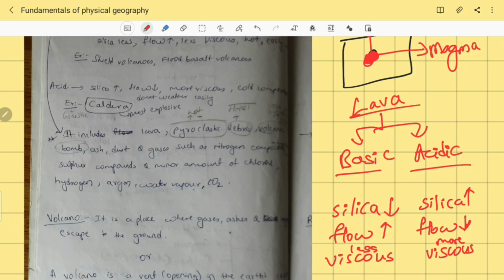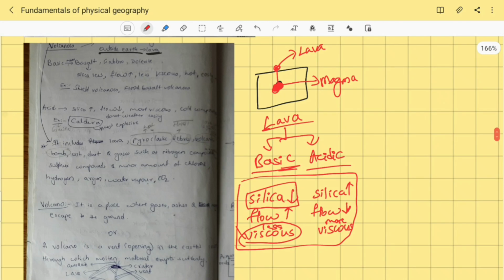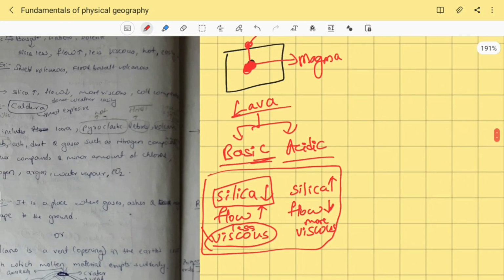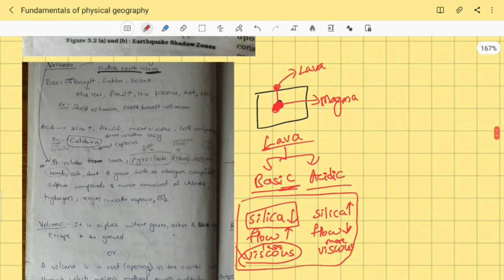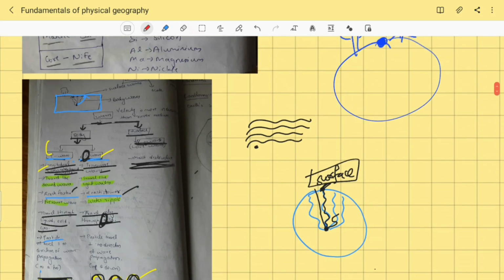So see, they can ask you in the exam, is basic lava viscous or less viscous or more viscous? It's less viscous. Does basic lava have less silica content or more silica content? It has less silica content. This is very important: you should know the difference between basic lava and acidic lava. Due to these differences, different types of stones are formed, which we will study in the chapter rocks and minerals. Okay, so that's the basics about lava.